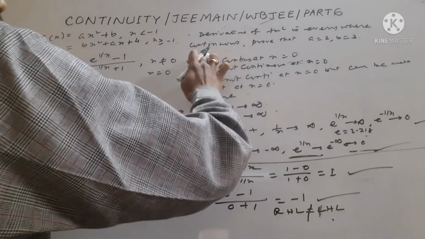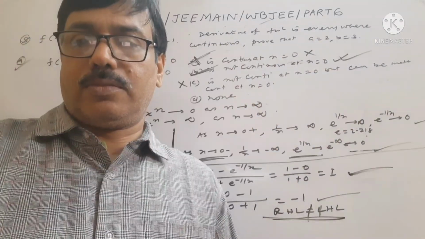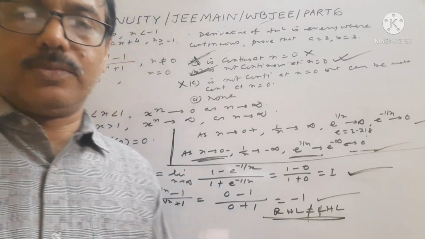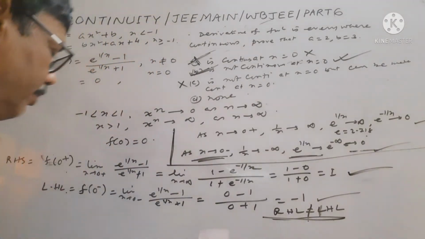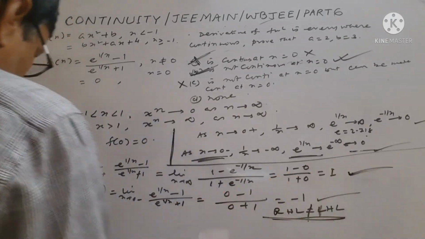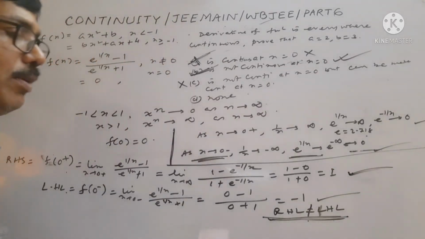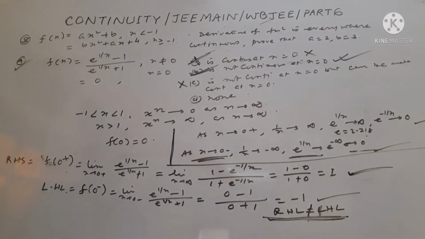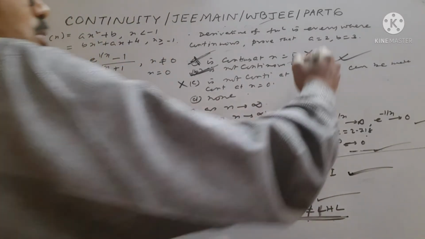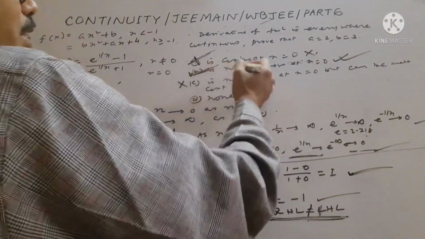So, f is not continuous. The statement that f is continuous at x equals 0 is wrong. Look again: the right hand limit is 1, the left hand limit is minus 1, and the right hand limit is not equal to the left hand limit. So, it is not continuous at x equals 0. So, option B is correct.